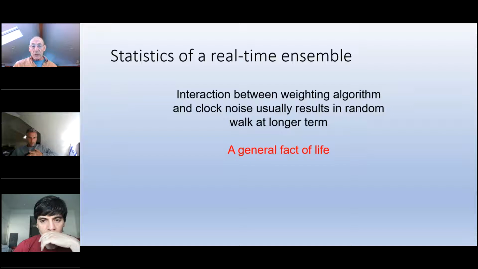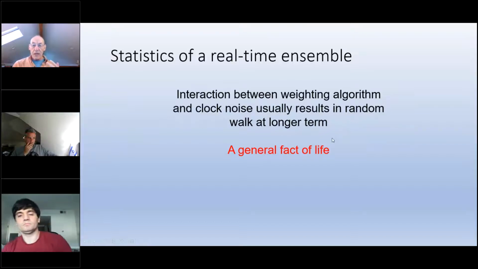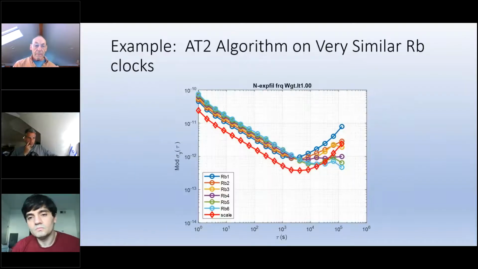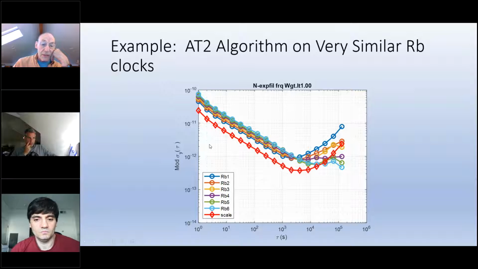And the interaction between the weighting algorithm and the clock noise usually means that you've got a random walk in the ensemble time at long term. You can improve the random walk against the random walk of the clocks themselves, but you can't get rid of it. You can only average it down. So here's an example. Okay, so this is the modified Allan deviation.